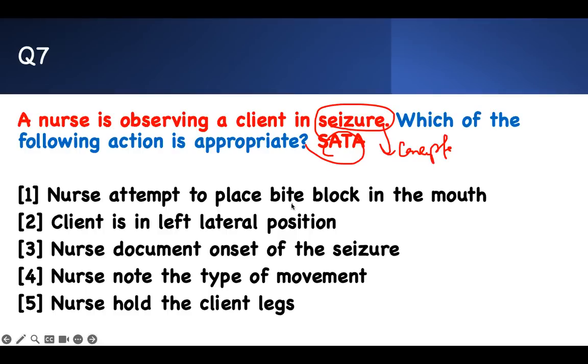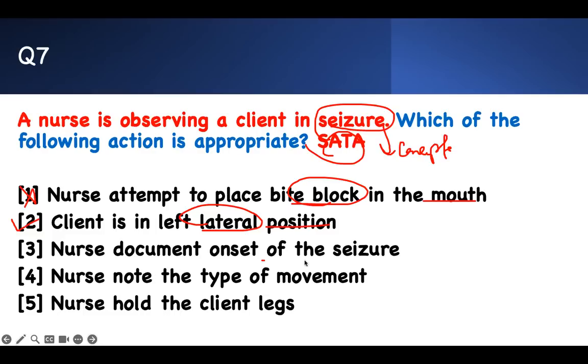Next, attempt to place a bite block in the mouth. No, that's wrong. You're going to aspirate, it's going to be a problem. You don't put anything in their mouth. You don't put a tongue depressor in their mouth. Let them do their thing. When they finish, then you can examine them. Client is in the left lateral position. Yeah, this will prevent aspiration.